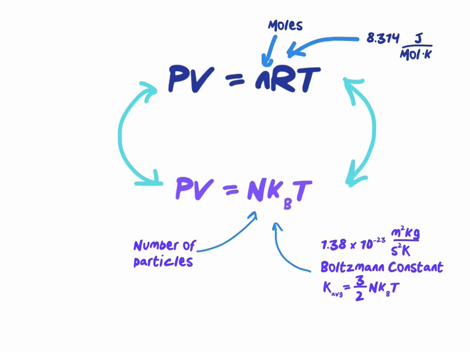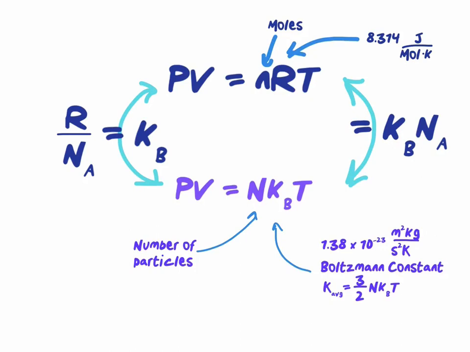Now, obviously, we can relate the ideal gas constant to the Boltzmann constant by using Avogadro's number. So if I take the ideal gas constant and I divide it by Avogadro's number, which is describing the number of particles in the mole of the gas, I end up with the Boltzmann constant. And the Boltzmann constant here obviously can be multiplied by Avogadro's number to get the ideal gas constant.